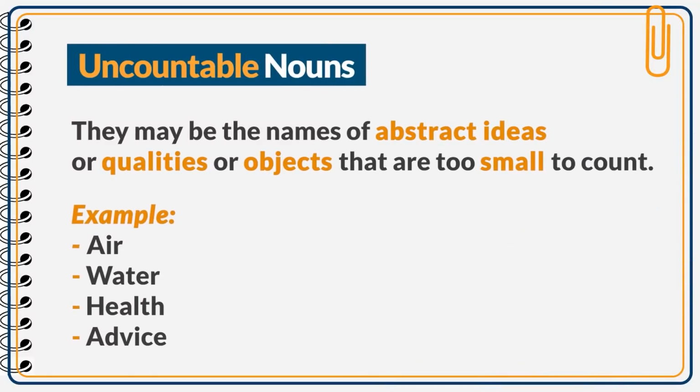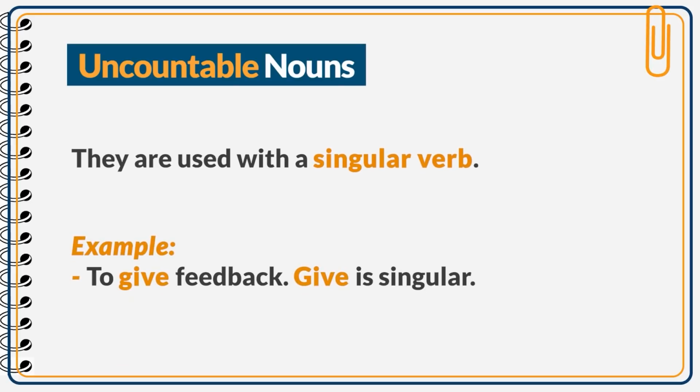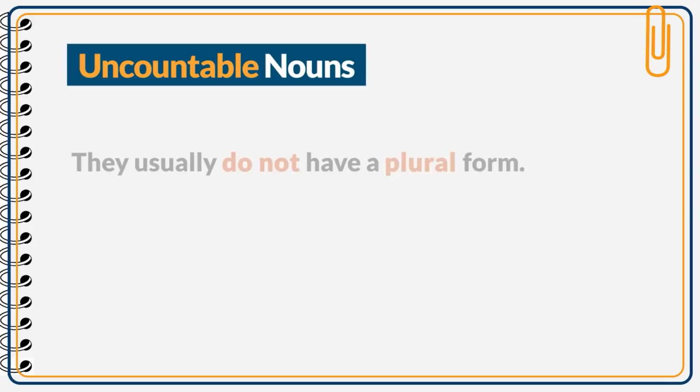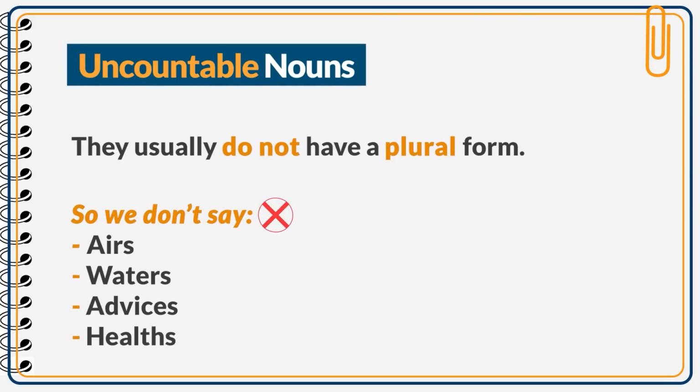Uncountable nouns. So they may be the names of abstract ideas or qualities or objects that are too small to count. For example, air, water, health, or advice. Uncountable nouns are used with a singular verb. For example, to give feedback. Give is singular. They usually do not have a plural form, so we don't say airs, waters, advices, or healths.